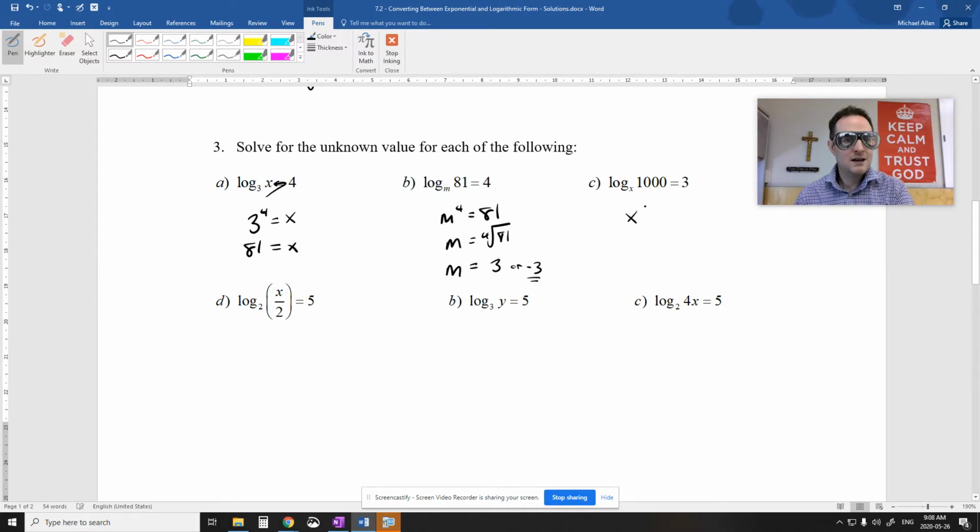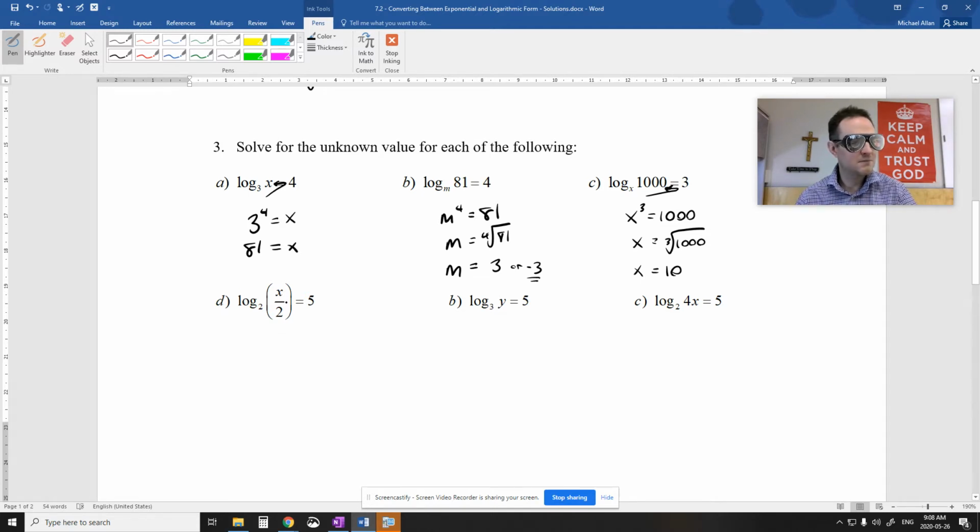Okay. So this one's going to be x to the power of 3 is equal to 1,000. So I just did the little 7 there. Take the cubed root, get rid of that cube. This ends up being a 10. Okay, so not too bad.